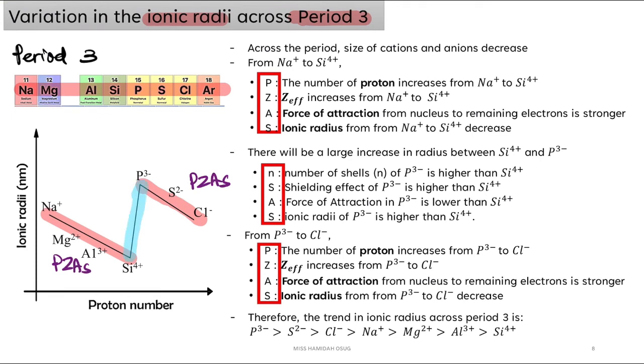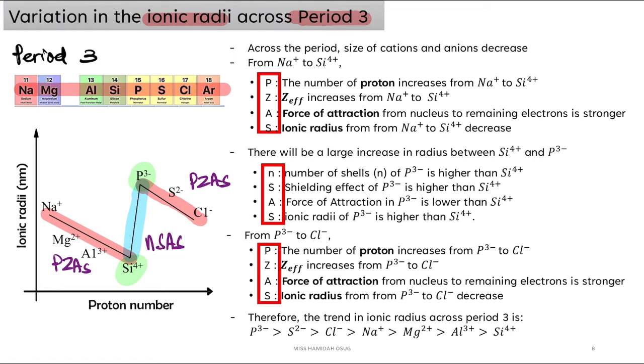Lepas tu bila kita tengok pada Si4+ dan juga P3-, dia ada large increase in radius di sana. So large increase ini adalah disebabkan oleh dia punya number of shells berbeza. So untuk explain large increase itu kita akan gunakan NSAS. So slide ini menunjukkan full explanation why the variation is happening in the ionic radii across period 3.